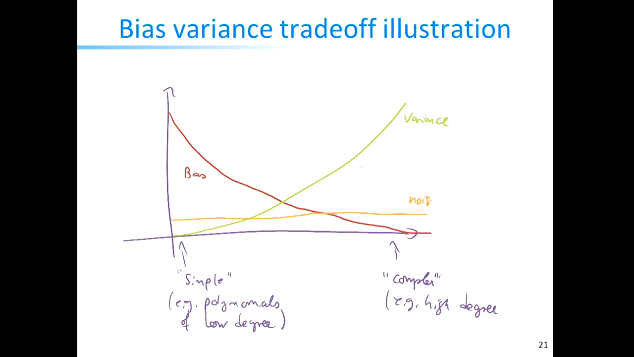So that's the noise. And what we're saying is that the prediction error is just the sum of those three. So the prediction error is going to look something like this. That would be our prediction error. And of course, ideally, we want to find this point that minimizes the prediction error. Okay, so that's concretely this decomposition.